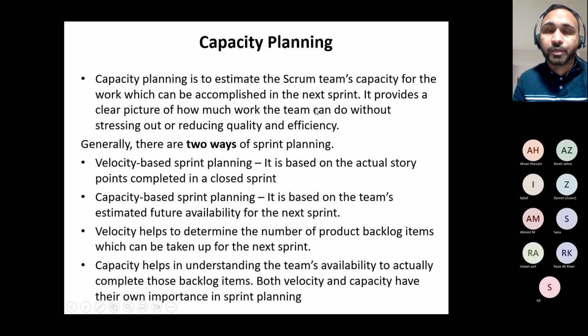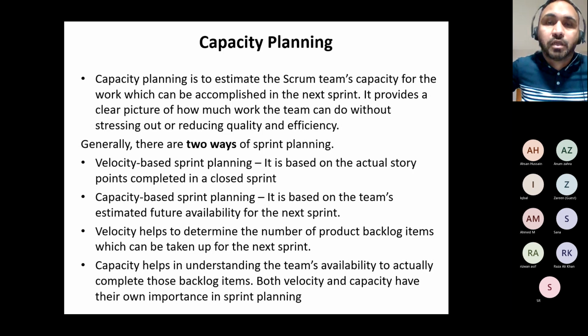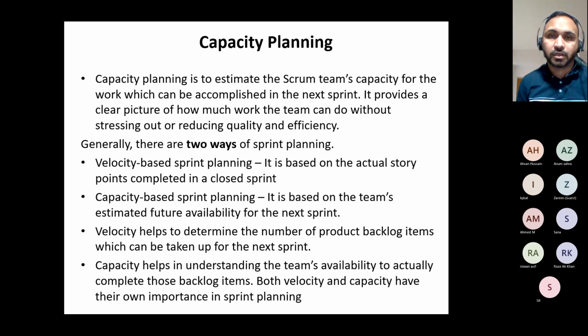It provides a clear picture of how much work the team can handle without stressing out or reducing quality and efficiency. Yes, don't compromise on quality or efficiency. You have to deliver faster, but with quality software, the increment, as part of the output of your iteration, which is called a sprint. Iteration, same thing. That's why you now see the importance of capacity.